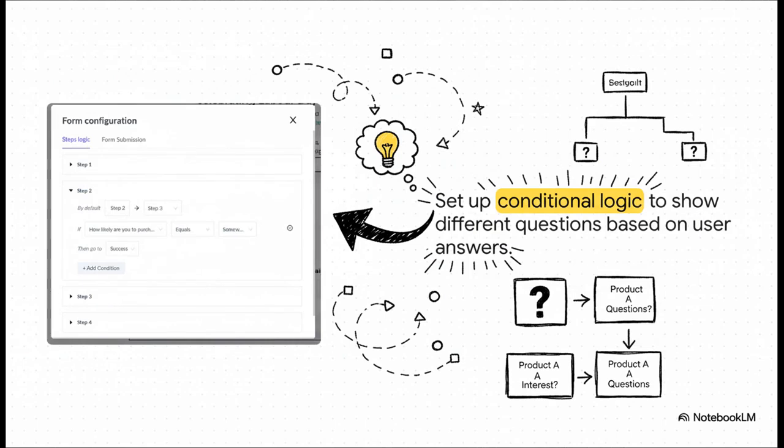Now this is the secret sauce for those advanced forms. You can set up what's called conditional logic. So, for example, if a user says they're interested in product A, then you can show them a totally different set of questions about product A. This lets you create these incredibly personal and dynamic journeys for your users, all inside the email itself.